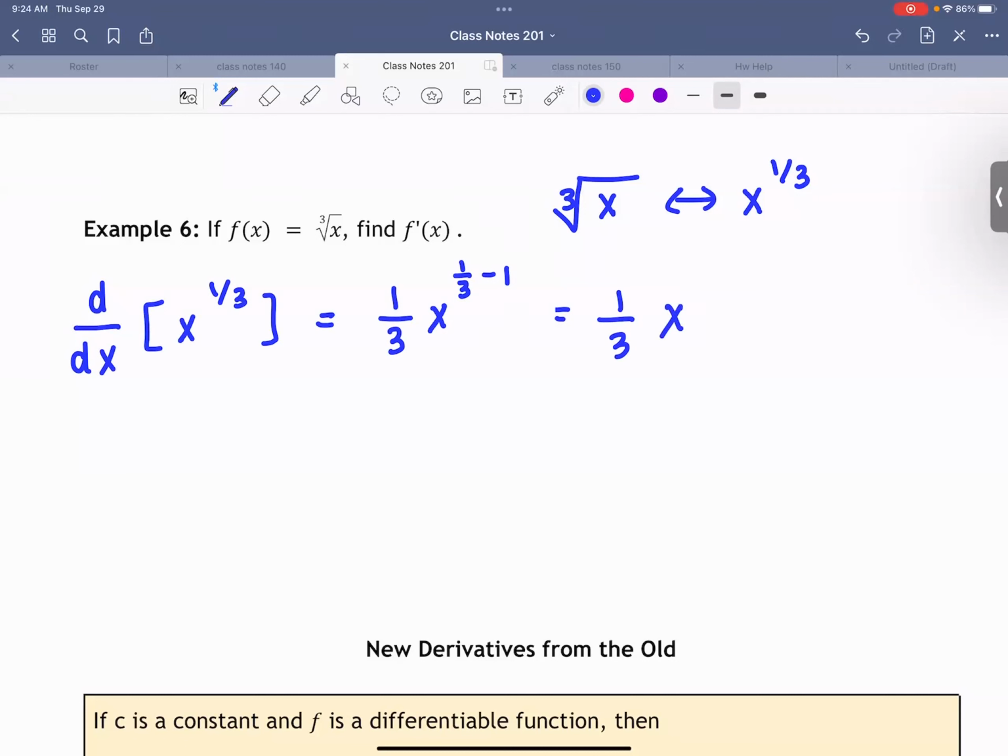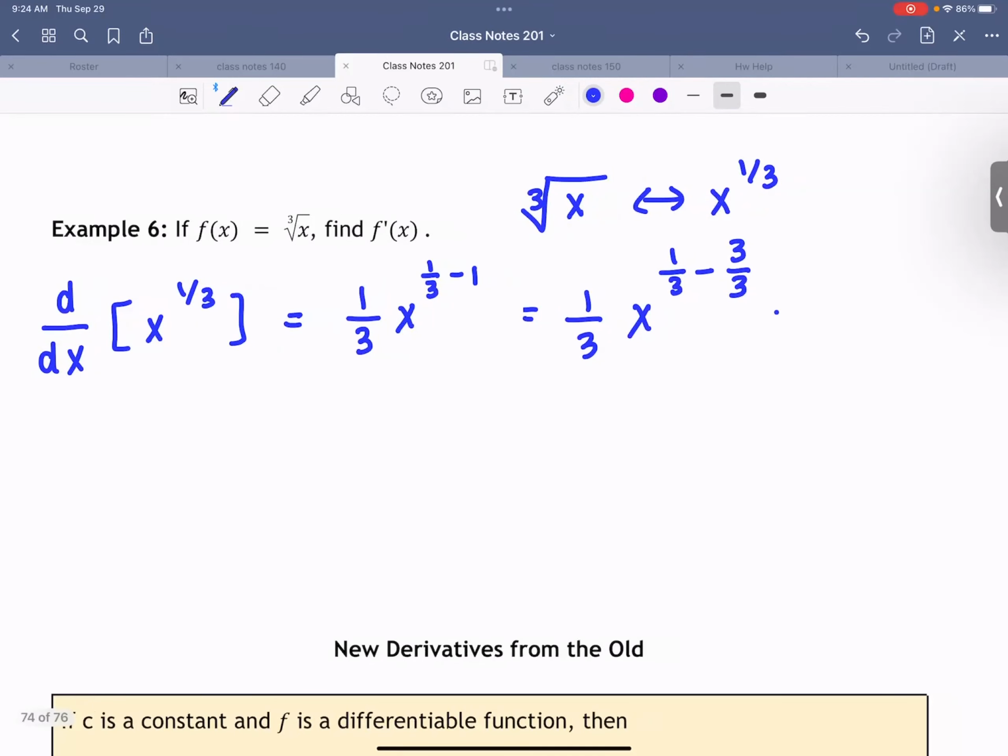Okay, when I subtract 1/3 by 1, we want to have a common denominator. What's the least common denominator here? 3, right? We want to make everything over 3. Now 1/3 is already something over 3. How do I write 1 as a fraction over 3? 3 over 3, good. So this becomes 1/3 x to the negative 2/3.